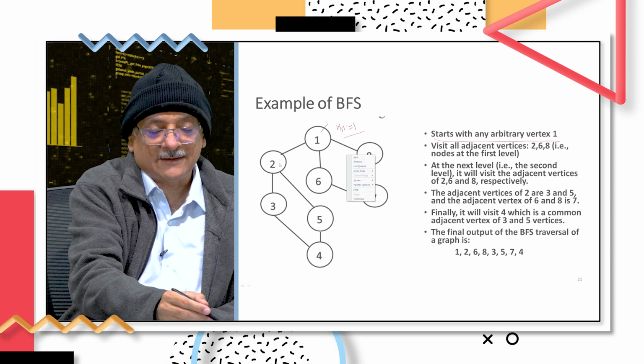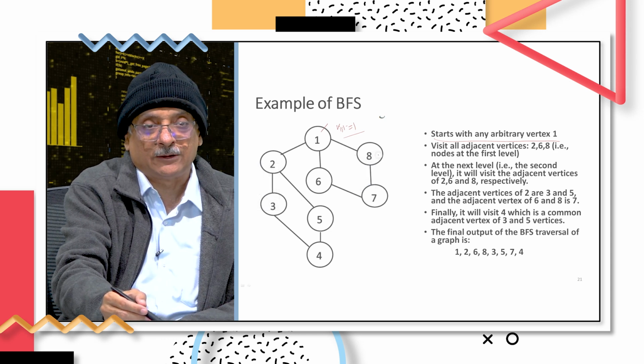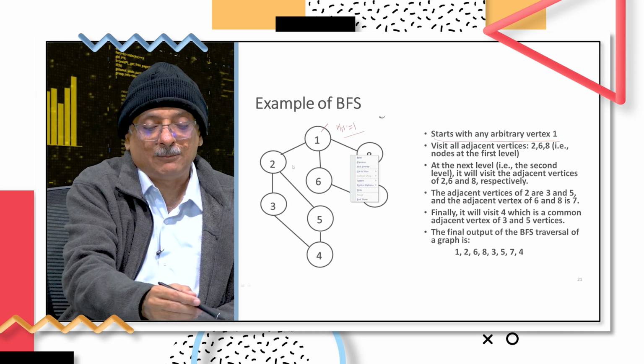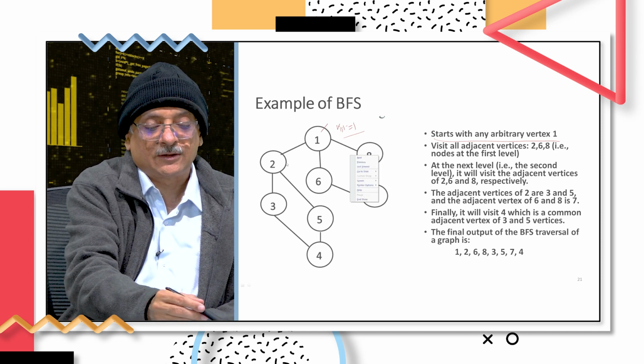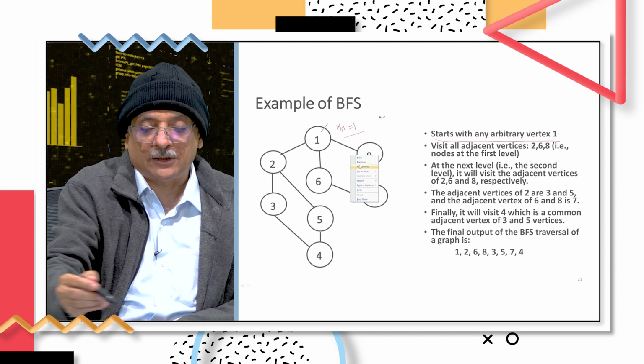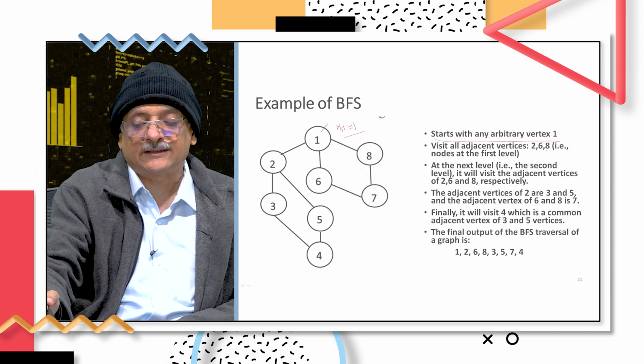So 2 will be put in the queue, 6 will be put into the queue, 8 will be put into the queue. And when we are putting these values, we are marking them as visited, as well as putting them into the queue. So what we will be getting? 1 and then 2, 6 and 8.